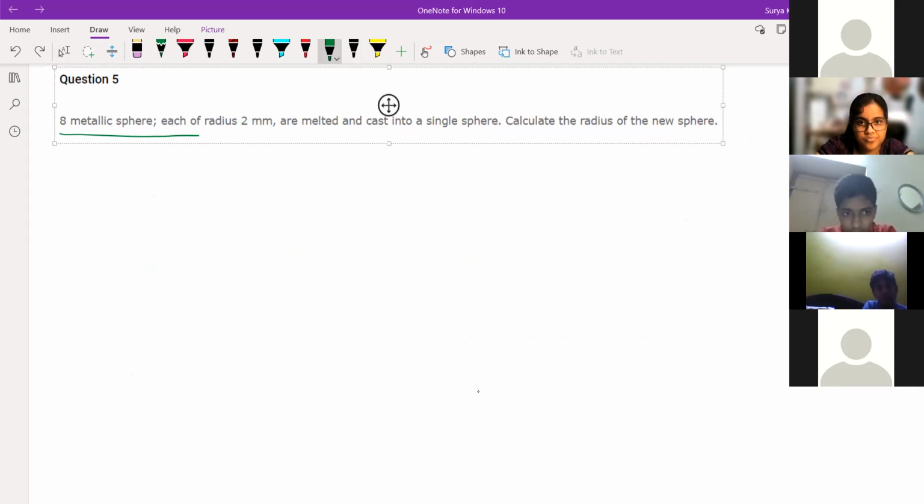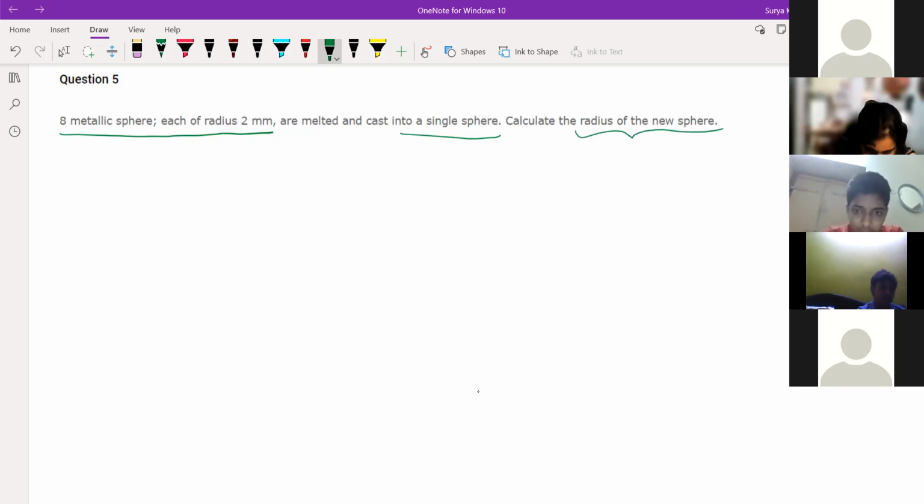So the volume of 8 metallic spheres is equal to what? The volume of the single sphere. So we have to calculate the radius of the new one. So see, for the single sphere, V1 is there. For the small sphere, V2. And each multiplied here with 8, because 8 metallic spheres is equal to how much? One big metallic sphere. Okay. Sir, 4 millimeter. Yes, 4 mm is the correct answer.